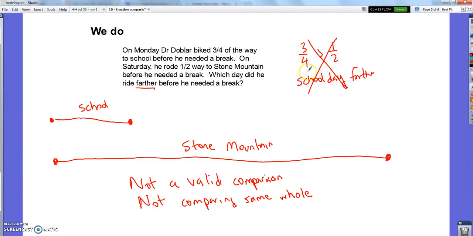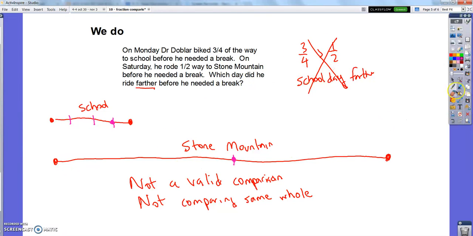And we said the 3/4 one was longer. If you actually want to know, don't write this down. I'll change colors. Put your pencil down after you wrote this. If you think about riding 3/4 of the way to school, that's here. Halfway to Stone Mountain is here. That half is way longer than the 3/4 of the school. So this wouldn't have even been right to begin with. So I'm not comparing the same thing.